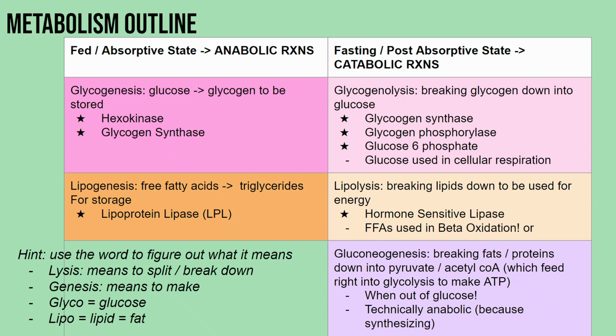And then I also put this note here, the way we broke down the words. Again, lysis means to split or break down, so that tells you it's a catabolic reaction. Genesis means to make or build, so that tells you it's an anabolic reaction. And then glyco always means glucose or sugar associated, and then lipo means lipid or fat.